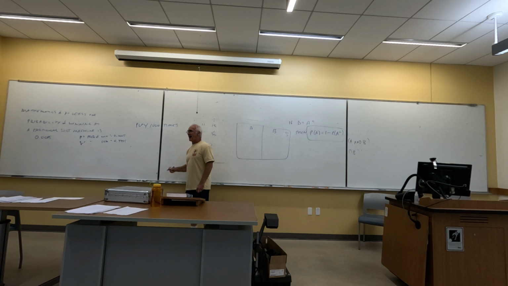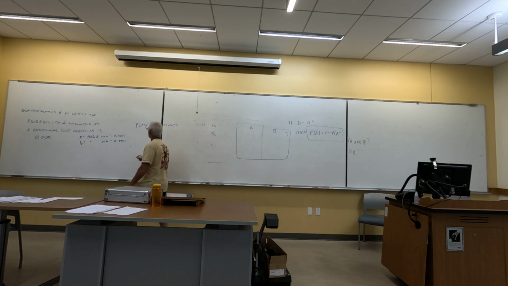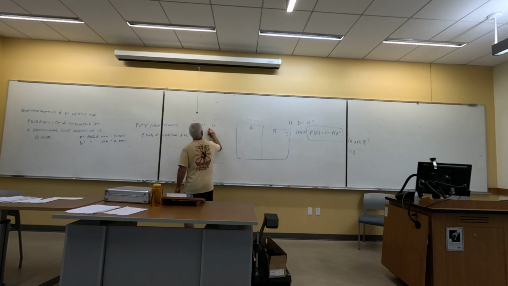And I'd like to know, what is the probability we win at least once? Well, let's start by calculating the probability we win 0 times. So what is the probability of losing all 1,000 tries? No, all 1,000 attempts.